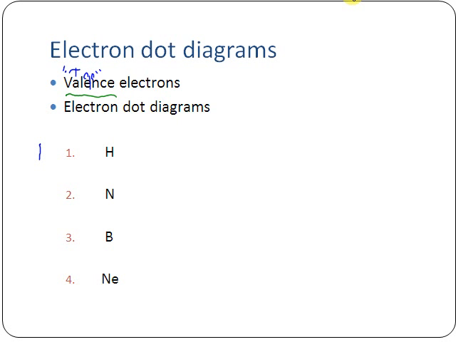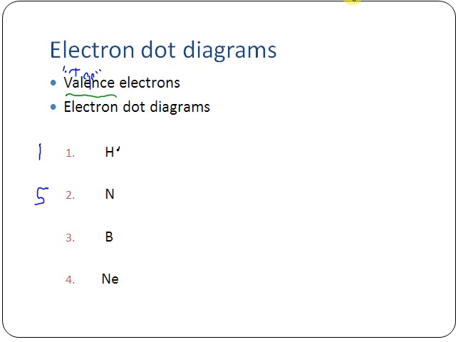In order to show that it has 1 valence electron, you will write out the symbol H, and then you're going to put 1 dot next to it. And that 1 dot tells you that this has 1 valence electron. Our next one, number 2, is nitrogen. For nitrogen, we can see it's element 7. Its highest energy level is the second energy level, and it has 2 in the 2s and 3 in the 2p for a total of 5 valence electrons. So it's going to have 5 dots around it for the electron dot diagram.